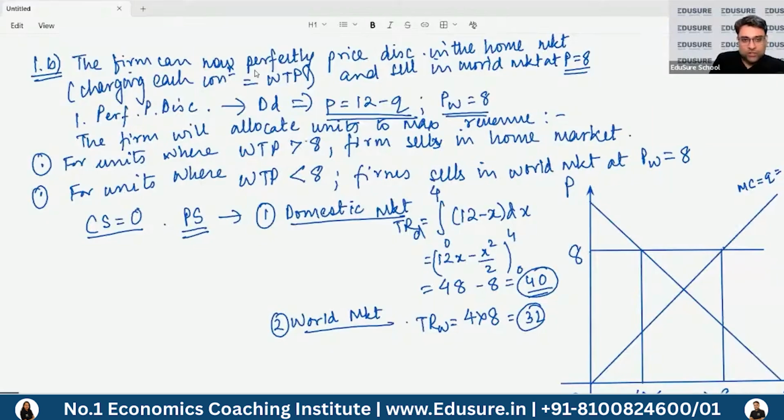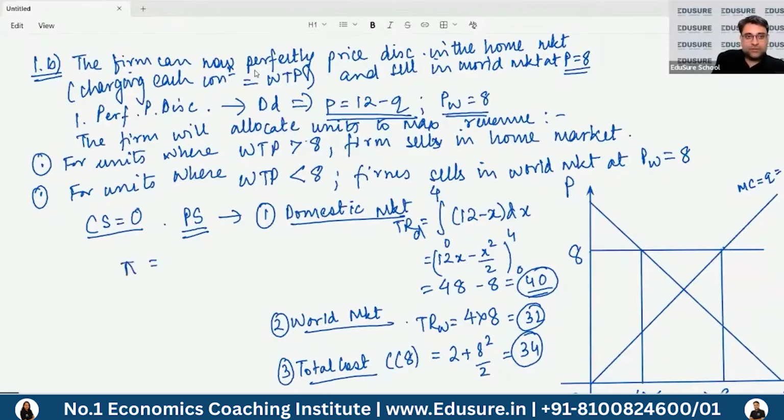Total cost for 8 units is 2 plus 8 square by 2. 8 square is 64 by 2, 32. So this is 34. Total cost is 34. Profit of the firm is 40 plus 32, 72, minus 34. 72 minus 34 is 38. This is the profit. You can see the monopolist profit in part A was how much? 22. So in part A, monopolist profit was 22. With perfect price discrimination and opening up of the world market, now the profit is 38.